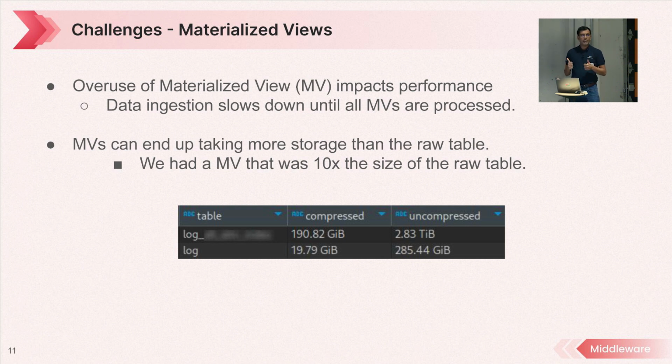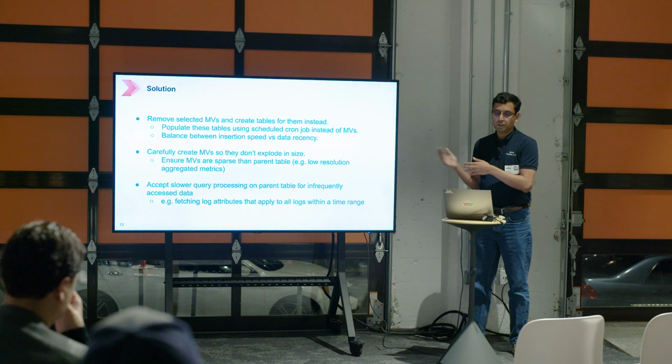And if you're not careful, materialized views can explode in size. So for the select query to create your materialized views, you have to be super careful. In this case, we had a materialized view, which thankfully is no longer there, but the raw log table was around 20 gig, and the view from that log table exploded to 190 gig, so almost 10x the size of the raw table. This happened because we were creating one row per attribute, and each log can have 10 attributes. So you end up loading up your materialized view if you create it per attribute. So what are the solutions to this problem?